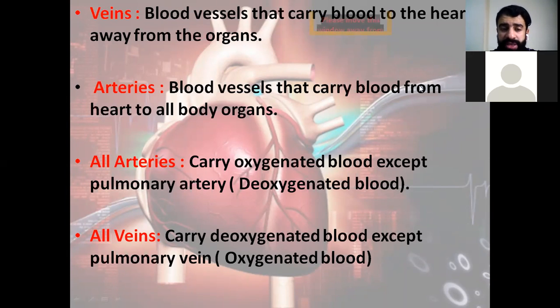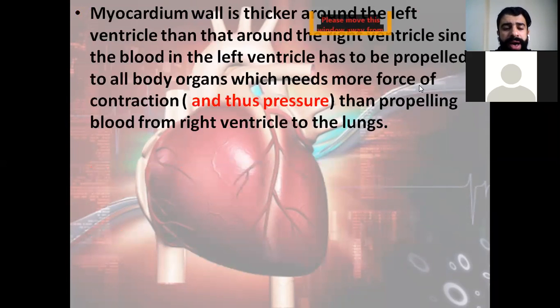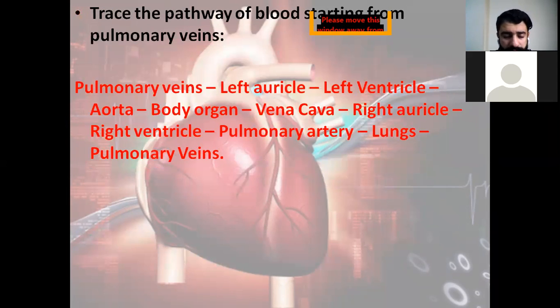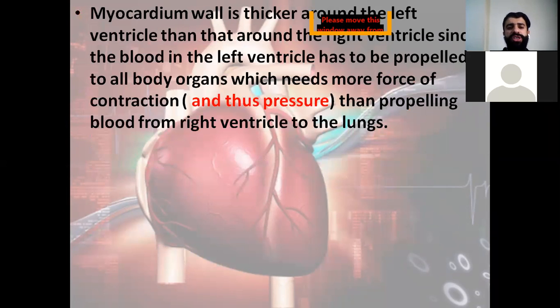What is the function of the veins and the arteries, pulmonary artery, pulmonary vein. Also, we studied the pathway of the blood. Here we move to the myocardium wall. The myocardium wall is known to be thicker around the left ventricle than around the right. Why? Because the left ventricle has to distribute the blood to all the body organs, because the blood is rich in oxygen and needs to be pushed and propelled to all the body parts. This wall should be thick.